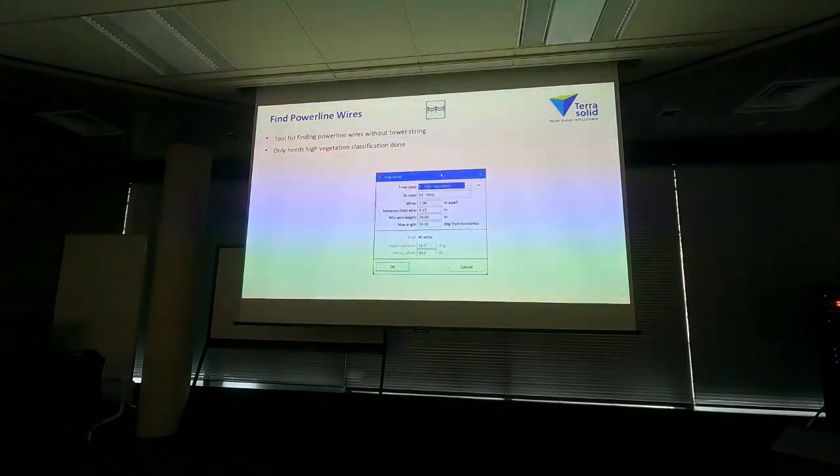There's improvements in find power line wires. It can now find power line wires without a tower string. We do this tomorrow in the processing distribution power line training session. So I really only need high vegetation classification done, and this will do both a vector result and classify the points which are close to the wire vectors.